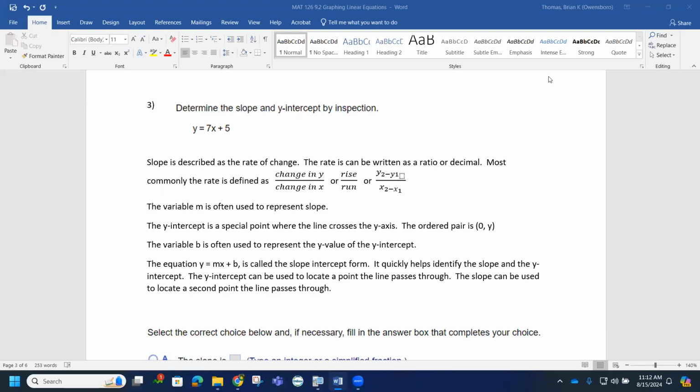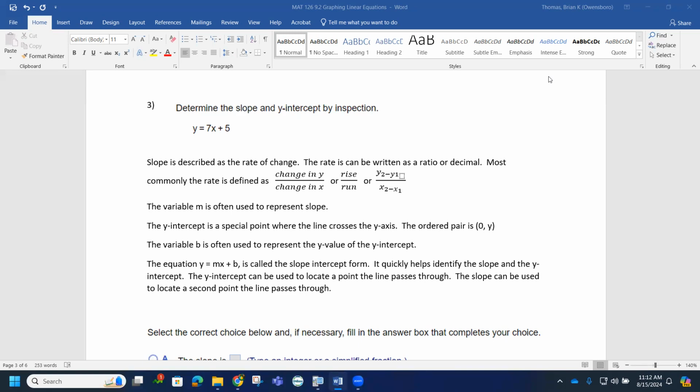So question 3 says, determine the slope and the y-intercept by inspection. So what they're saying is, without doing any work, we should be able to identify what the slope and the y-intercept is of this equation. Now remember, this two-variable equation does represent a line.